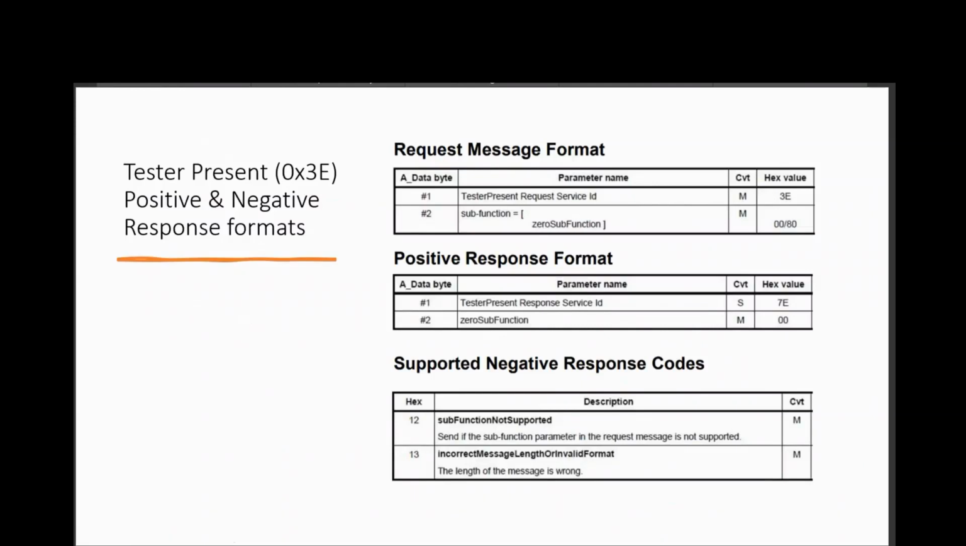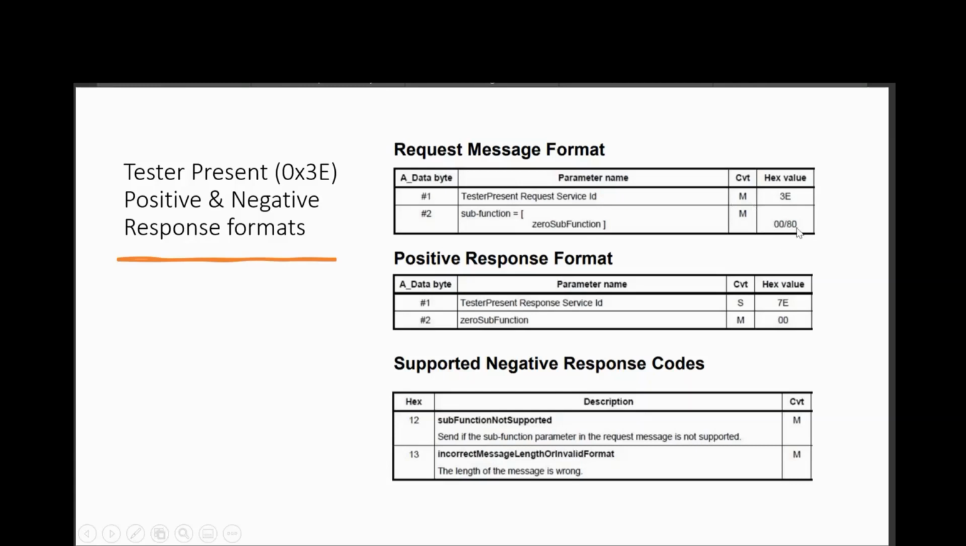3E comma 00 is the request message format, and the positive response format is 3E plus 40, that is 7E, followed by the sub function you give, 00 or 80. 80 has a meaning here. 00 means that if you want a positive response, you give 00. If you don't want any positive response, you can send 3E comma 80. Then you will not get any positive response, but the operation will still be performed in the ECU.